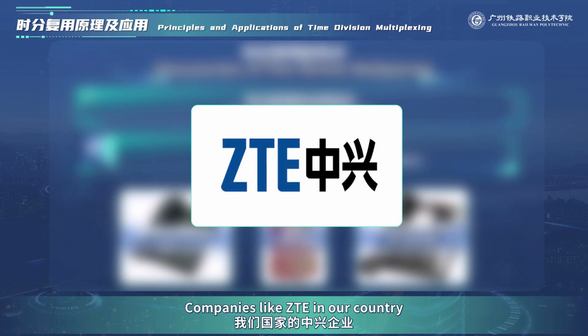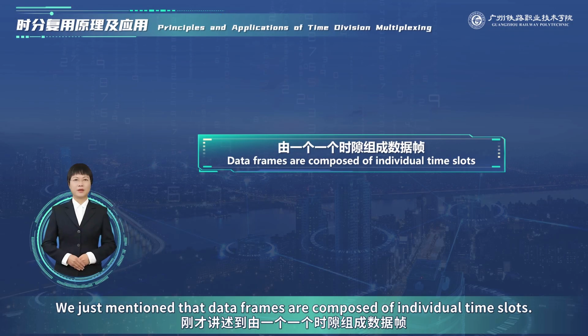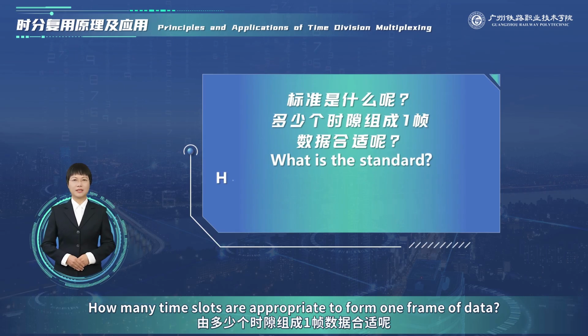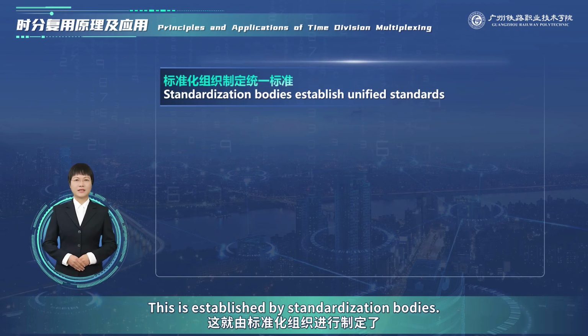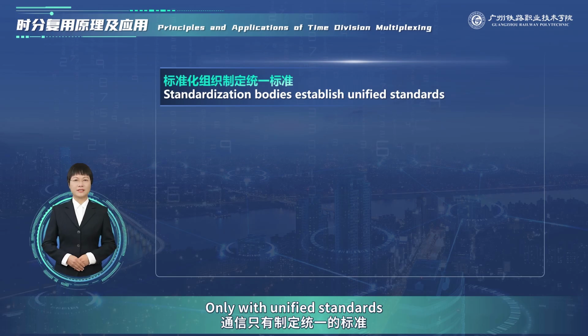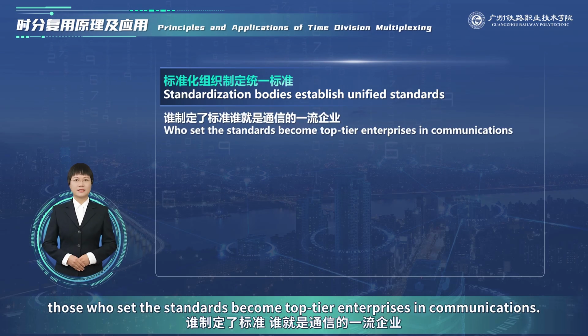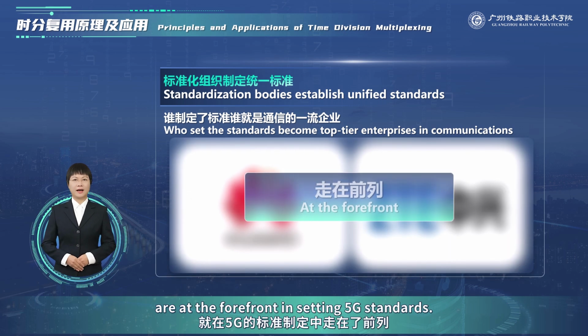Companies in our country started with stored program control telephones. We just mentioned that data frames are composed of individual time slots. But what is the standard? How many time slots are appropriate to form one frame of data? This is established by standardization bodies. Only with unified standards can true global connectivity be achieved. It can be said that those who set the standards become top-tier enterprises in communications. Companies like Huawei and ZTE in our country are at the forefront in setting 5G standards.